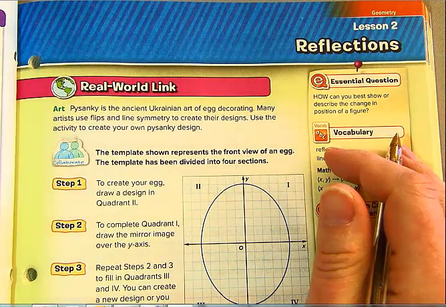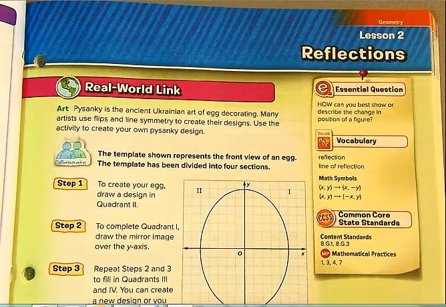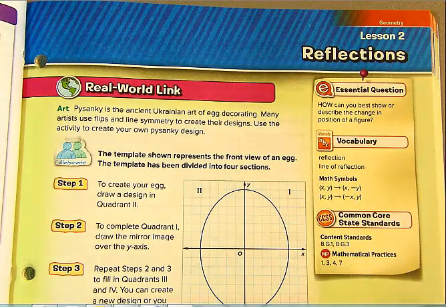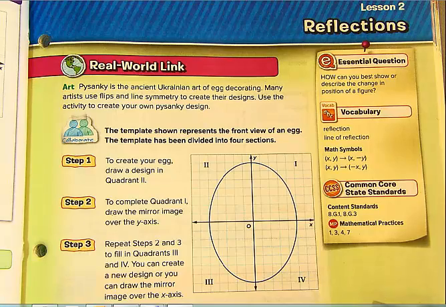Well, welcome back, class. Go ahead and open up your books to page 461. We are at Lesson 2, Reflections, for Chapter 6 here. Going to go ahead and get started here, but pause if you need to. Get your book out. Go to page 461.